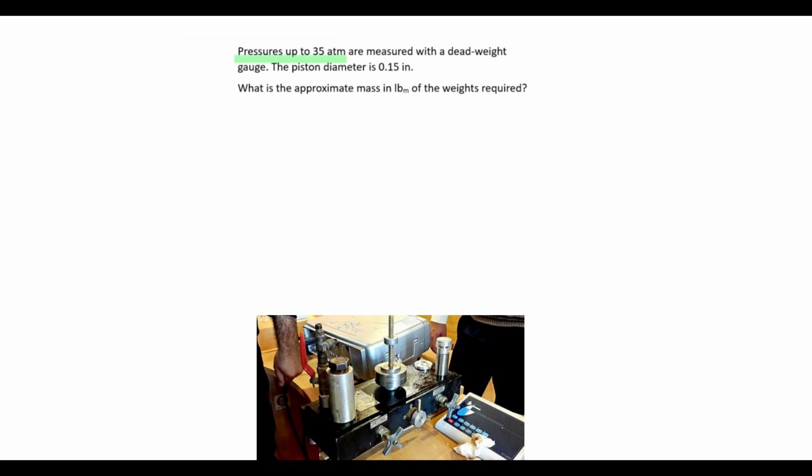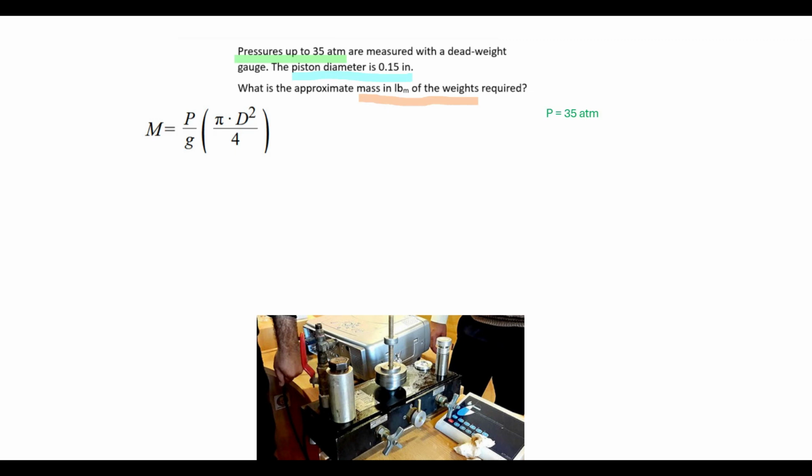First, you are given pressure equals 35 atmosphere. Second, you are given the piston diameter is equal to 0.15 inches. Your goal is to find the mass in pounds mass of the weights required. Since this problem is the same as the previous problem but with different values, we can go ahead and use the same equation that we derived earlier.